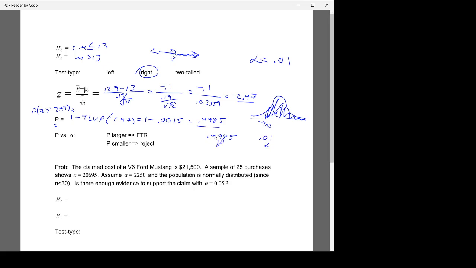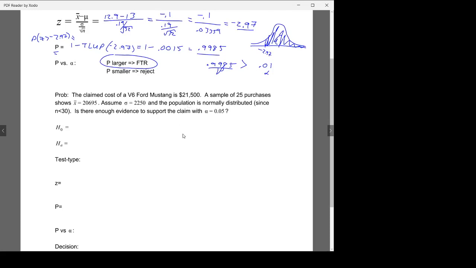Would you rather have 99 cents or 1 cent? You say, oh, that one's larger. Obviously, p's larger. So if p is larger, then we fail to reject. Pretty easy, right? And that means that we're more likely to get a crazier value than we got in our sample than to have made a type 1 error.